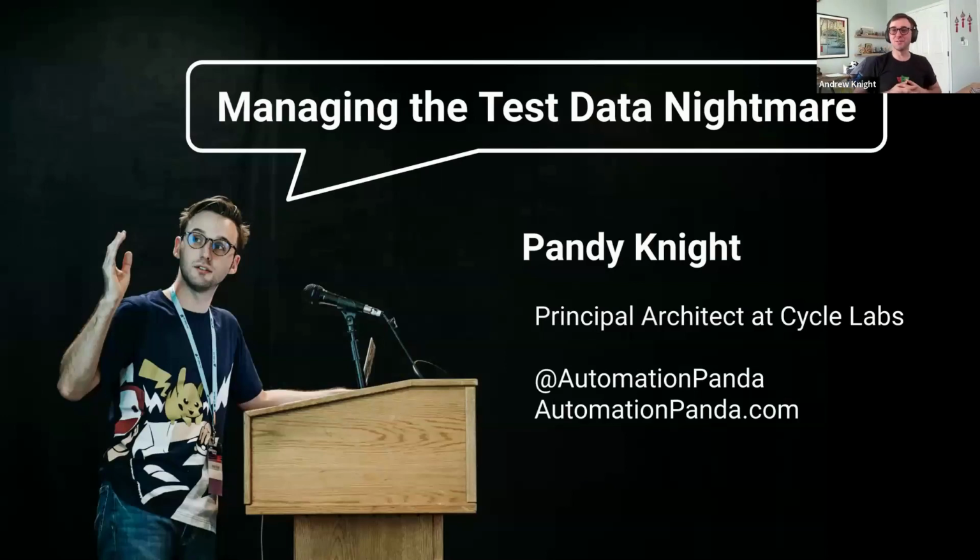All right. So I am the Automation Panda. I've been doing software testing and quality and automation and BDD and even some development for, gosh, a long time now. Currently, I am the principal architect at a company called Cycle Labs based in Raleigh, North Carolina in the wonderful United States of America, where we are building an end-to-end test automation platform that targets enterprise software, specifically in supply chain and warehouse management solutions.